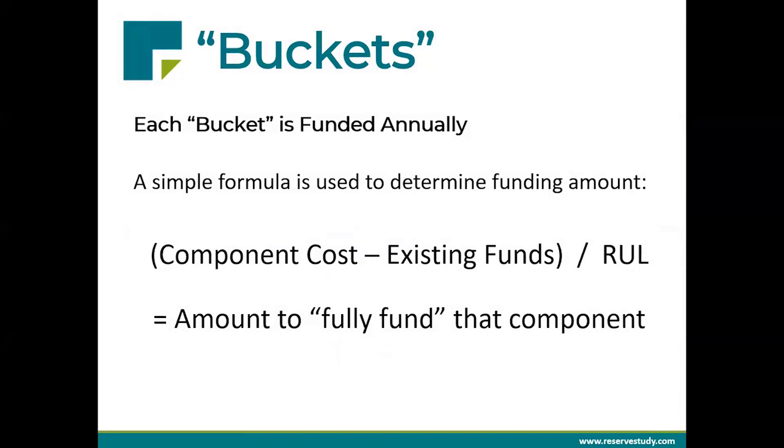When you're using this method and you're putting together your budget, you're going to determine the amount of funding going into each of those separate buckets every year using a pretty simple calculation. Basically, what you do here is you take the cost of the component, you subtract out any existing funds, any money you've already saved for that component, and then you divide the difference by the remaining useful life of that thing, okay? The result of that calculation will then tell you the amount required to quote unquote fully fund that component in the following year's budget.